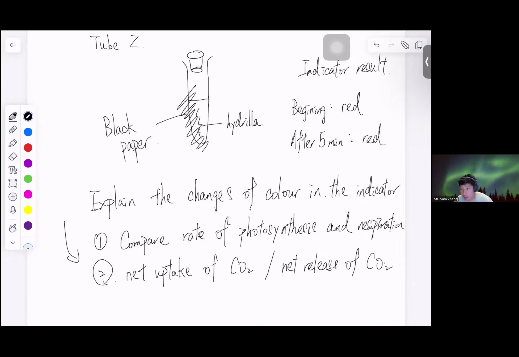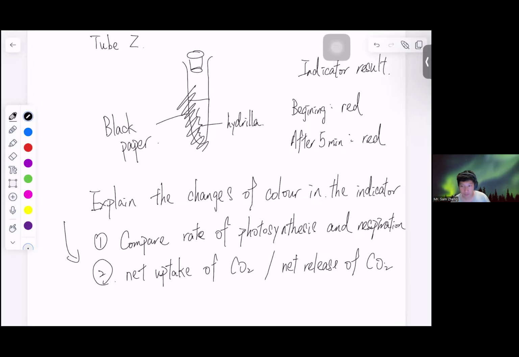Okay, time flies. 2 minutes have passed. Maybe I randomly select a student. Sabrina, can you tell me what is the first thing we should write down? We need to compare the rates of photosynthesis and respiration. Both of the colors are red. So what should we write?